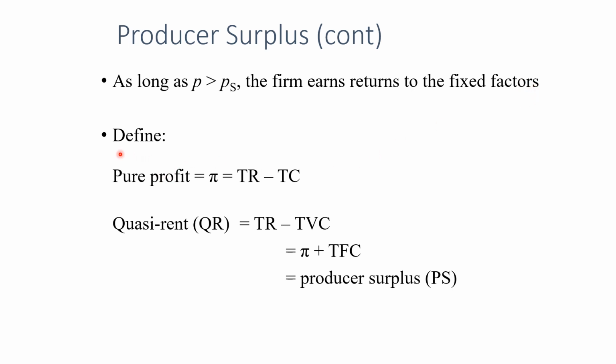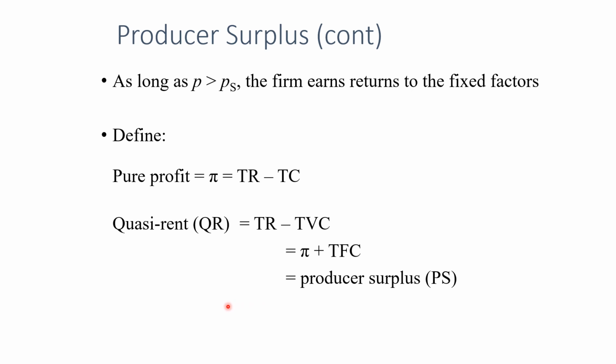So now we define the pure profit as pi equal to total revenue minus total cost. If we were to take the first derivative of this, we would get marginal revenue equal to marginal cost if we set that first derivative equal to 0. Now we define quasi-rent as the difference between the total revenue and the total variable cost. And that is equal to the pure profit plus the total fixed cost. And we also refer to that as producer surplus.